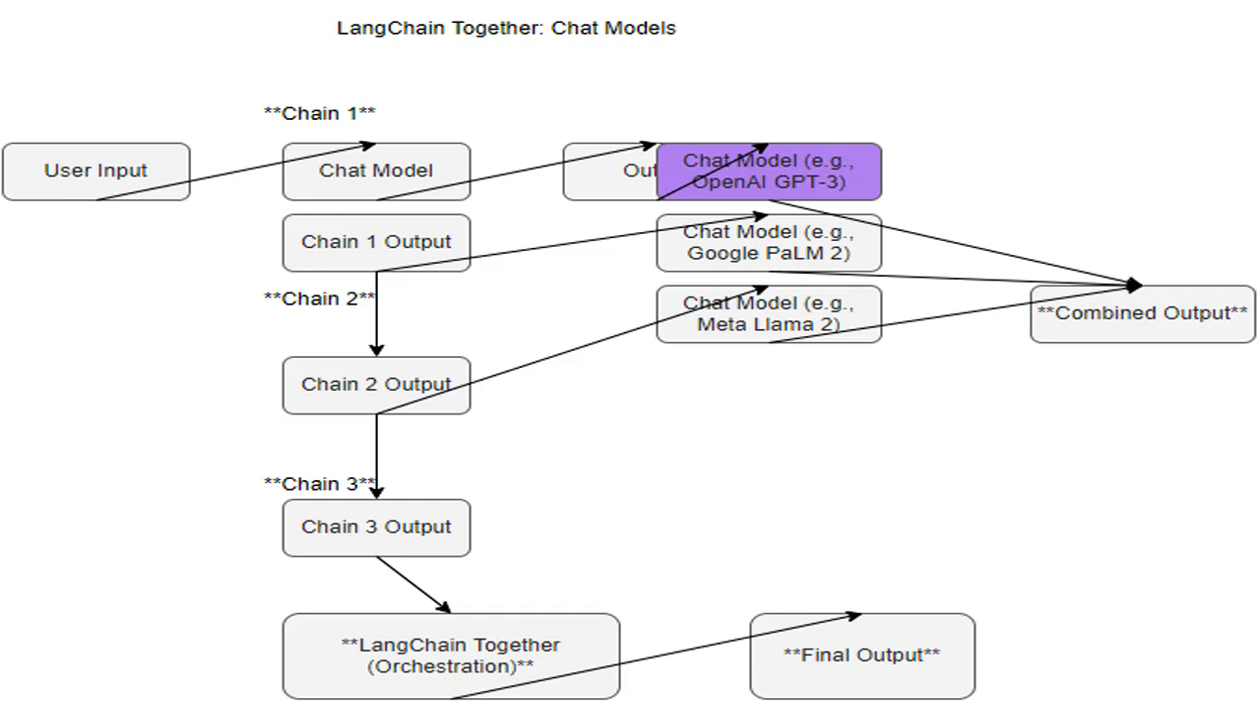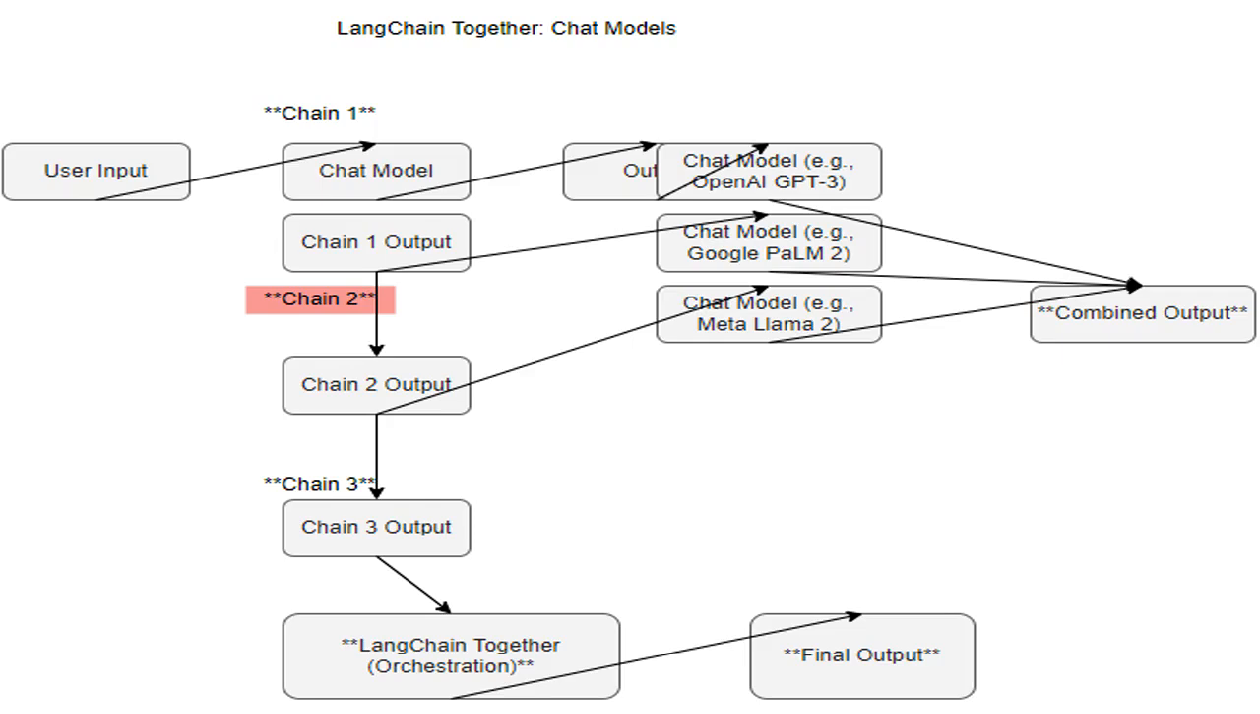Chat model, e.g., OpenAI GPT-3. Data flow passes its output to the first chat model. Chat model, e.g., OpenAI GPT-3, a large language model used for generating text. Generates text based on the input from chain 1. Combined output. Data flow sends its output to the combined output component.